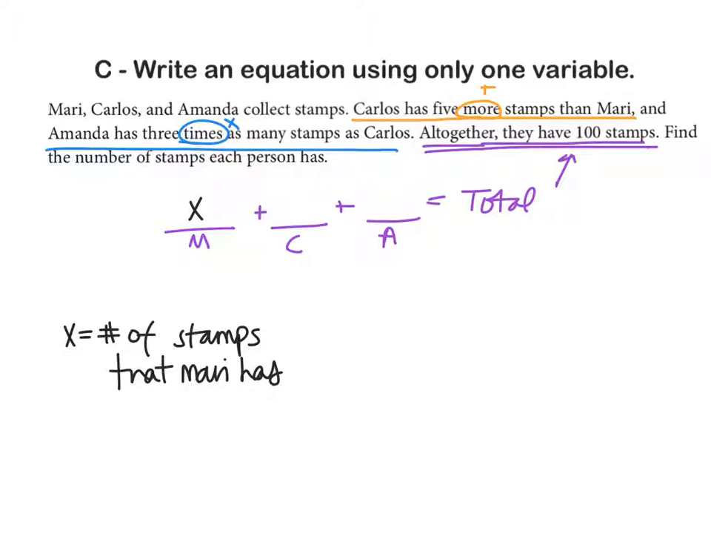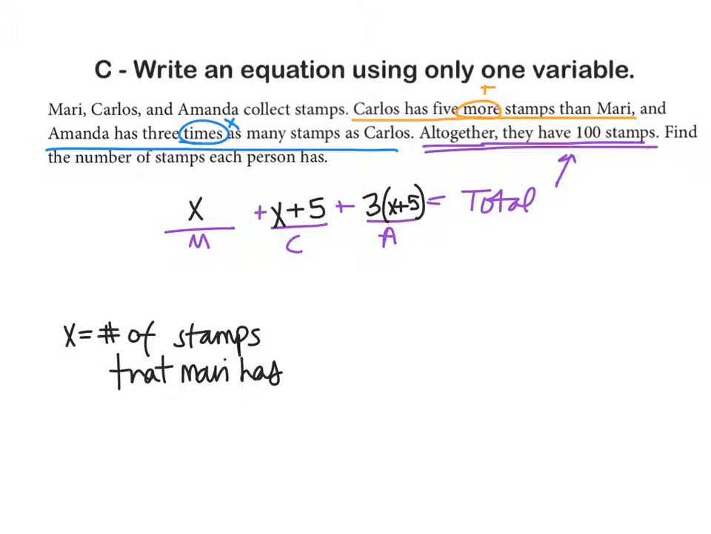All right, so now let's go back and see if we can do anything else with that. So I know how many Mary has. Theoretically, she has X. Carlos has 5 more stamps than Mary. That means Carlos has the same number of stamps that Mary has, X, plus 5, because he has 5 more. And then Amanda has 3 times as many stamps as Carlos. So Amanda has 3 times the number of stamps Carlos has. And we said Carlos's stamp count was X plus 5. All right, so take a second to just make sure you understand where all of that is coming from.